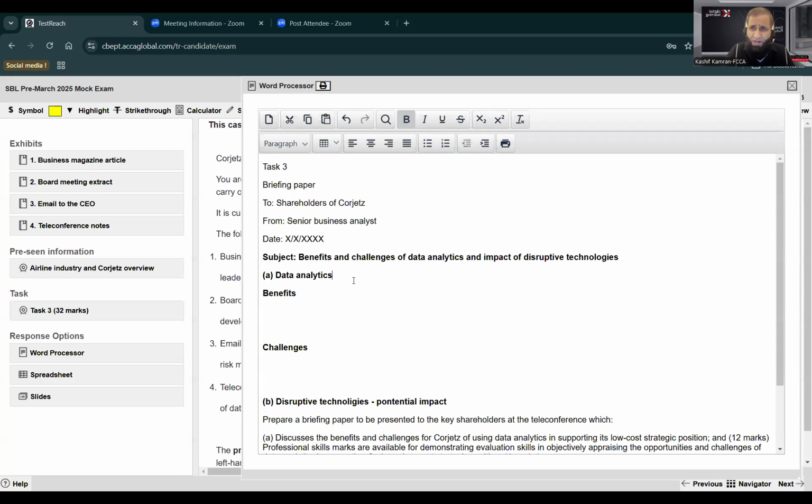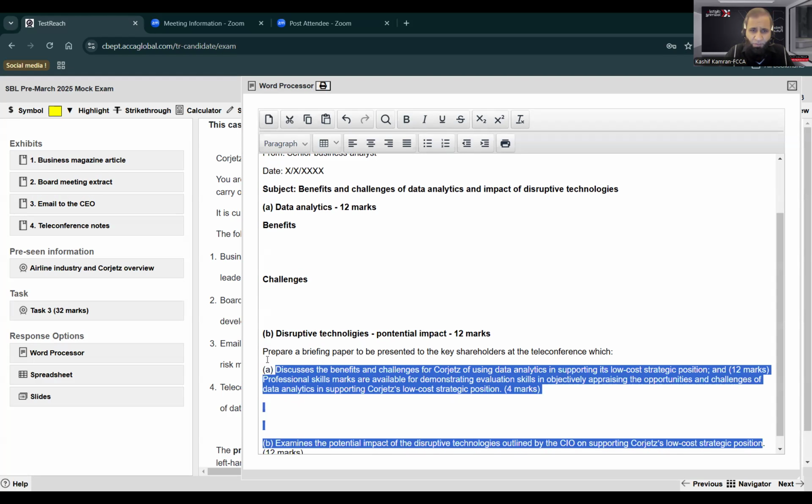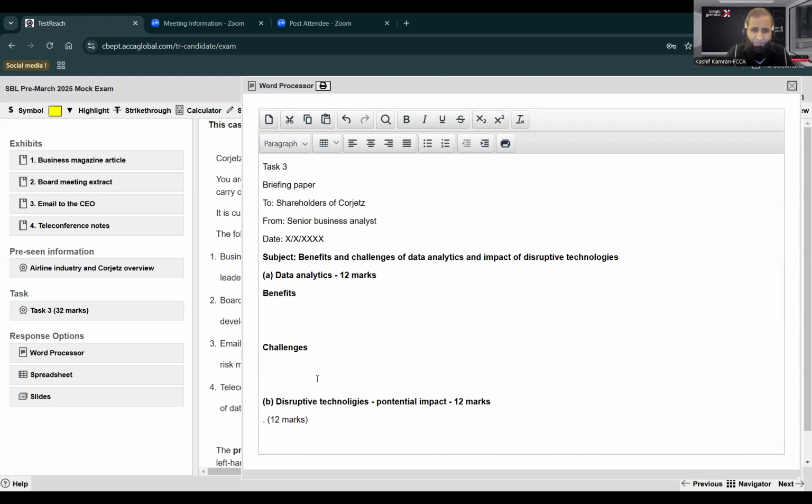We have 12 marks for data analytics. So you will be writing a total of 6 points, 3 under benefit, 3 under challenges. And you have a total of 12 points for potential impact. So you'll be writing a total of 6 points under disruptive technology. So now you can remove the requirement because you have already fulfilled that. Now this is how things look like.